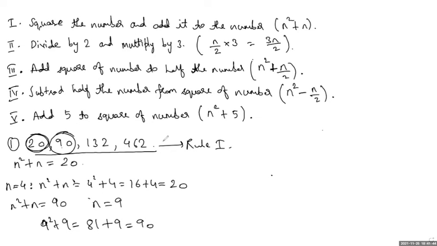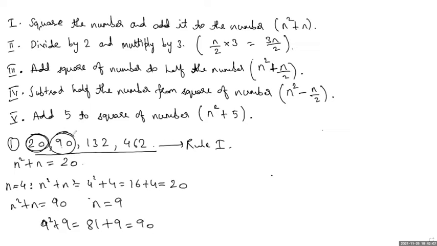So the series is matching. So it is following rule number 1. What is rule number 1? N square plus n. Did you understand? Did everyone understand this question? It is simple. The first rule is the only correct one. Okay, did everyone understand this? Yes, ma'am. Yes, ma'am. Okay.